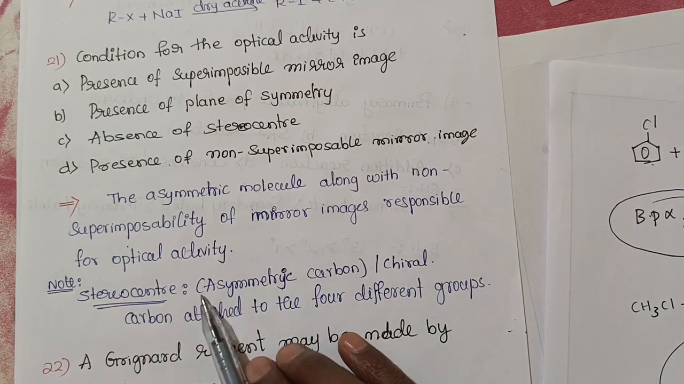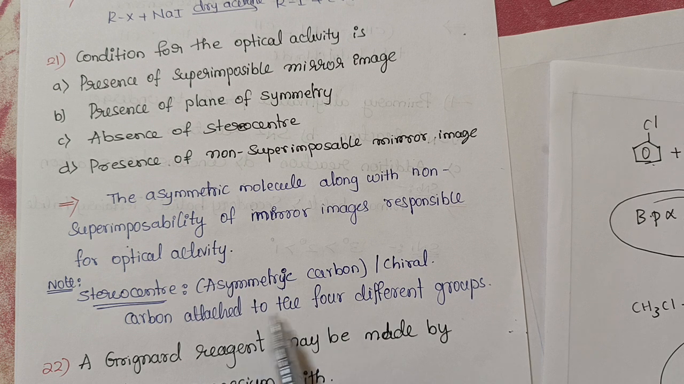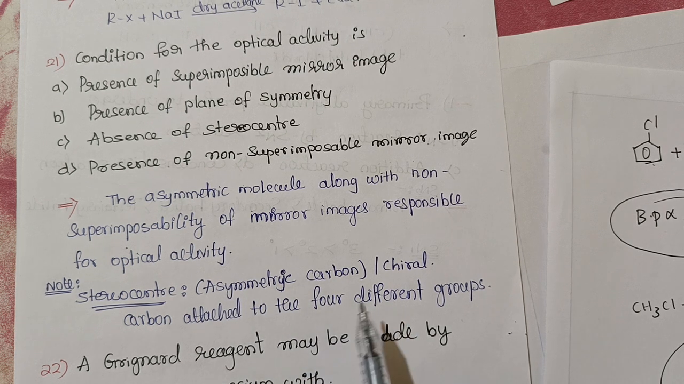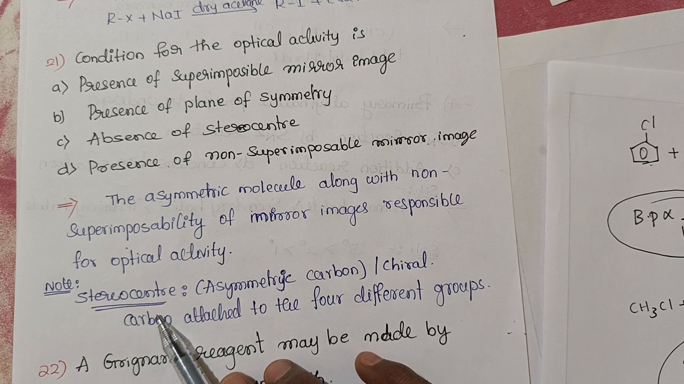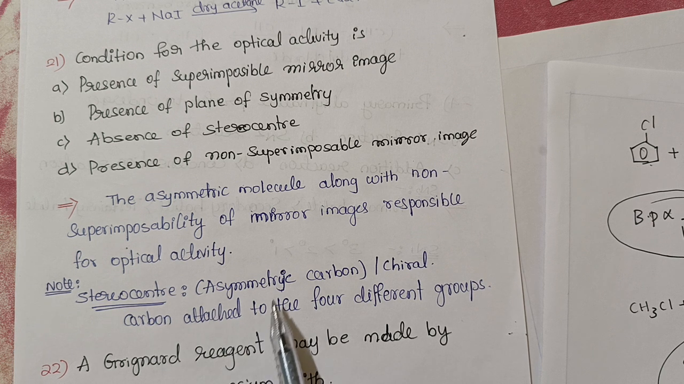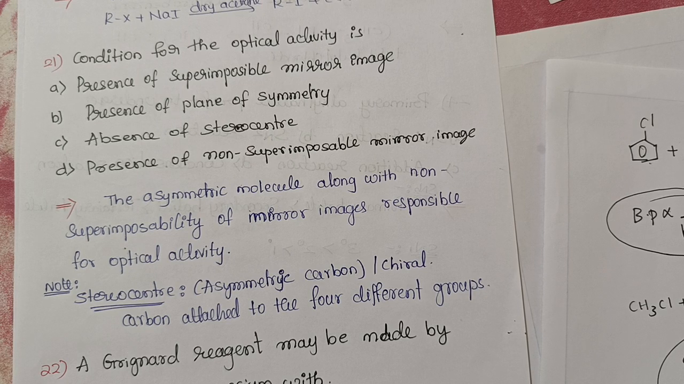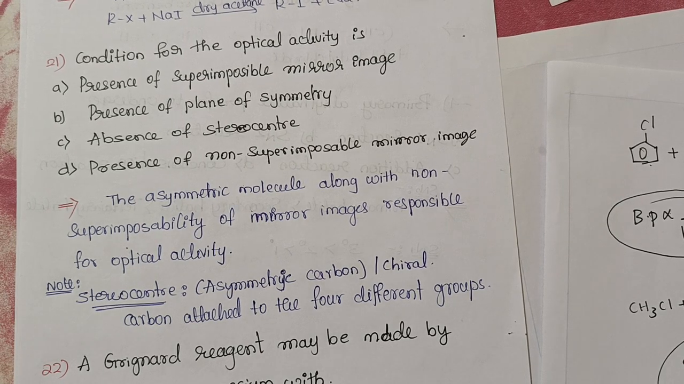Then what is the stereo center? The carbon attached to 4 different groups, the chiral carbon, that center is called what? The stereo center, and that is also called the asymmetric carbon. You should remember. So if it is optically active, it should have a stereo center, it should be chiral, and it should be asymmetric, with non-superimposable mirror images.